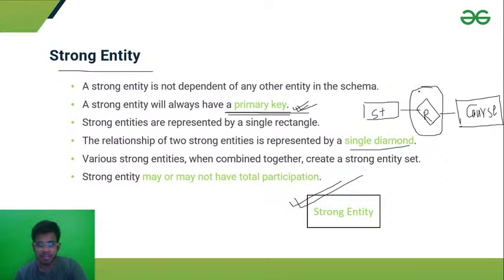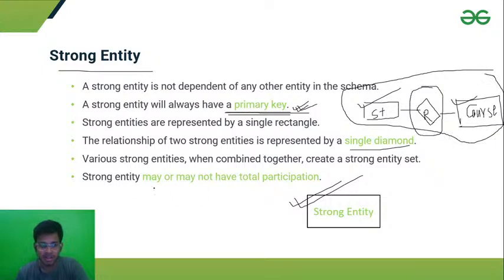So the relationship shows what the relationship is between two or more entities, and various strong entities when combined together create a strong entity set. Like this is a strong entity, this is a strong entity, and all of this combined is known as a strong entity set.